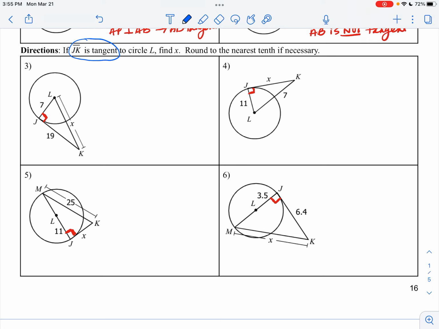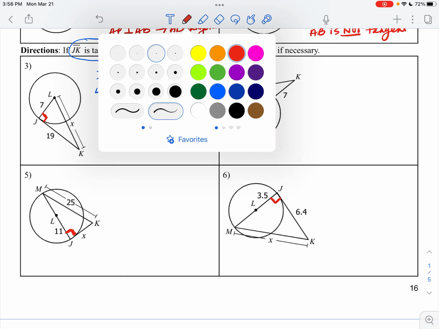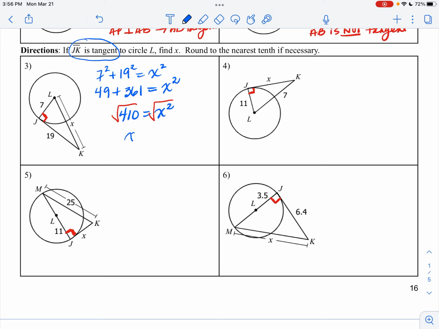So in each of these cases, here we go, 7 squared plus 19 squared equals x squared. Remember, the hypotenuse is your c. So 49 plus 361 equals x squared. And 410 equals x squared. So to find x, we're going to take the square root of both sides. And x equals about 20.2. It says to round to the nearest tenth.